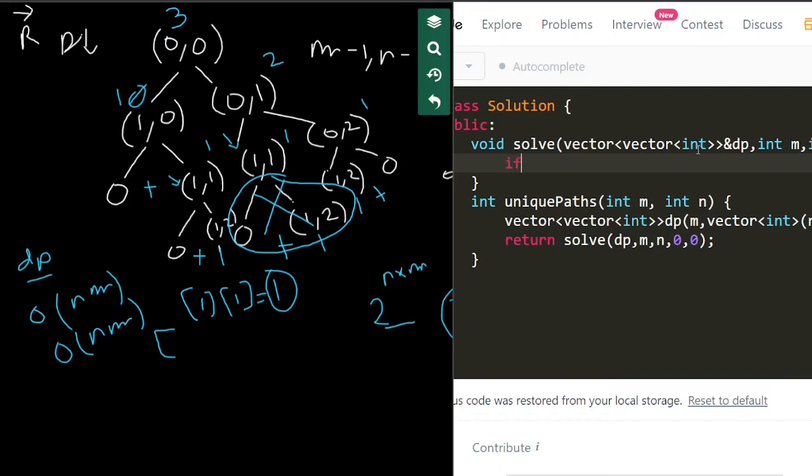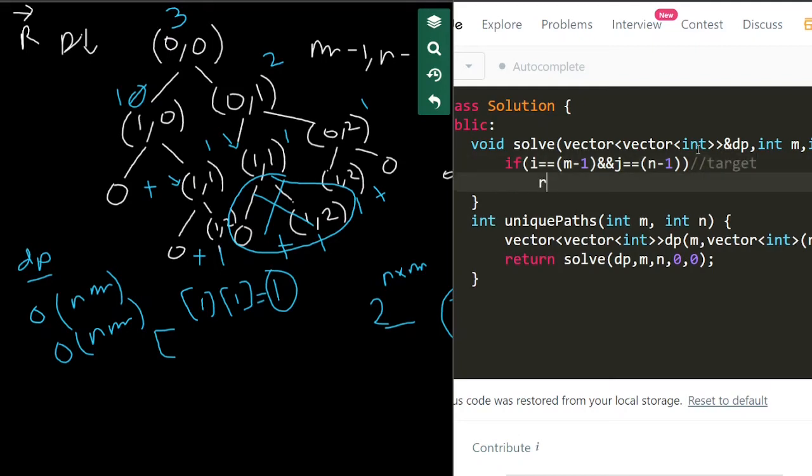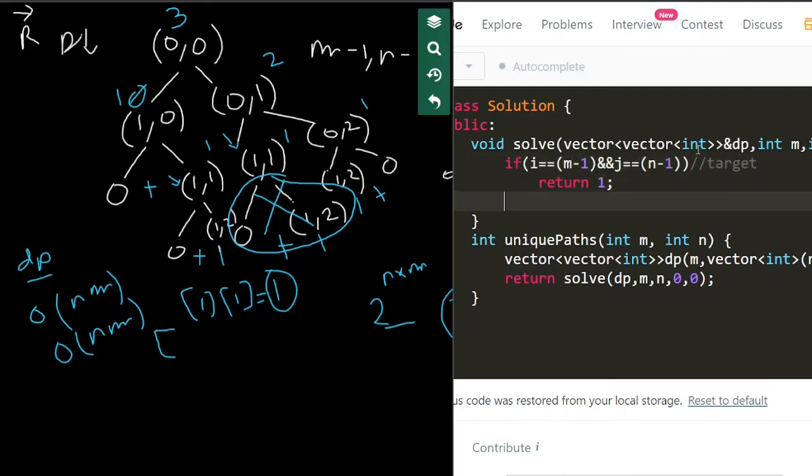Our first base condition is when i is equal to m minus 1 and j is also equal to n minus 1. That means it has reached the target element, then we are going to return 1.